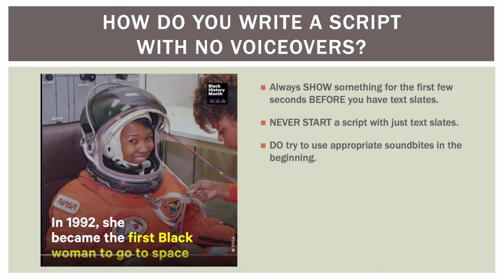How do you write a script with no voiceovers? So we tried to do it before with this specific intro. And basically, always show something for the first few seconds before you have text slates. This is so important. I do not want to see you just show a text slate the first second that the video starts. I want to actually see the B-roll, see what's going on before I read. Never start a script with just text slates unless it's absolutely necessary, like for the comic book one. Do try to use appropriate sound bites in the beginning.